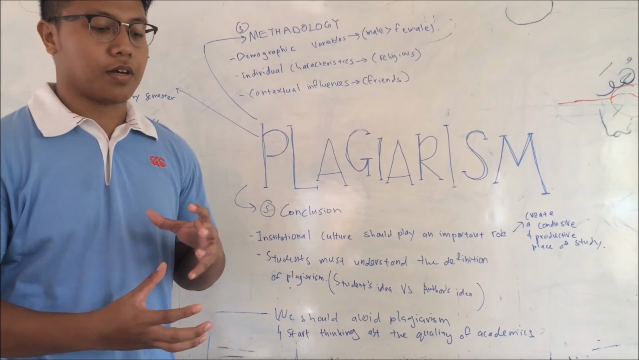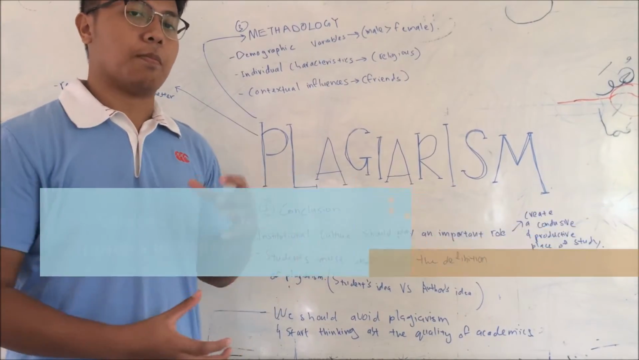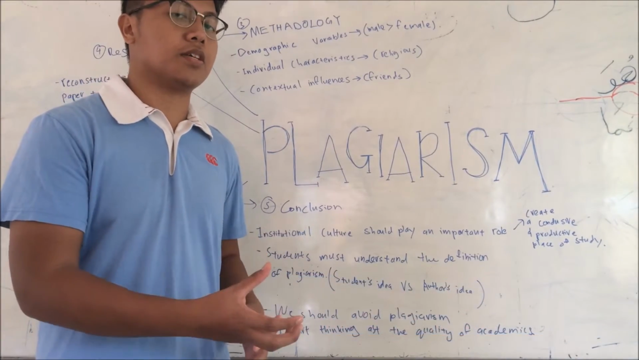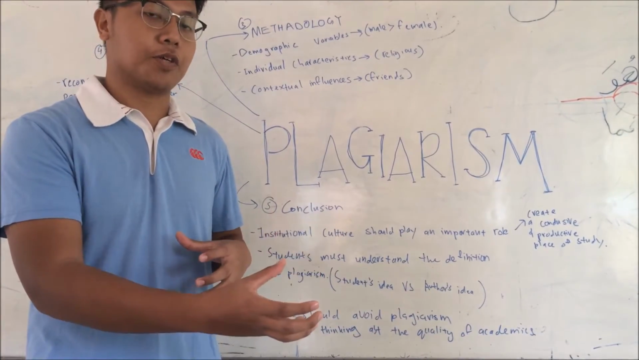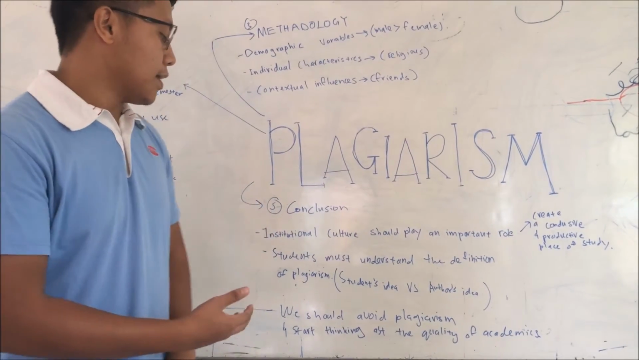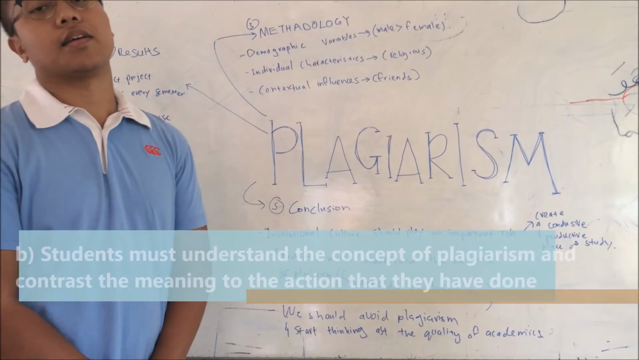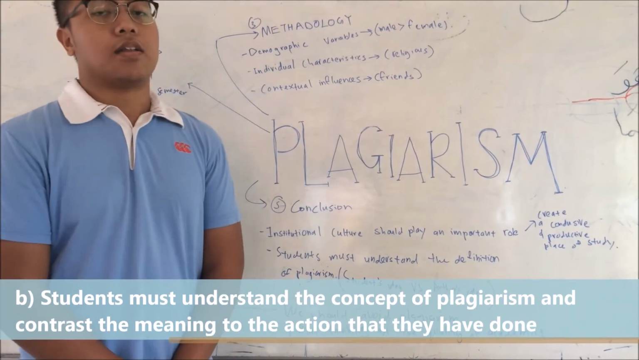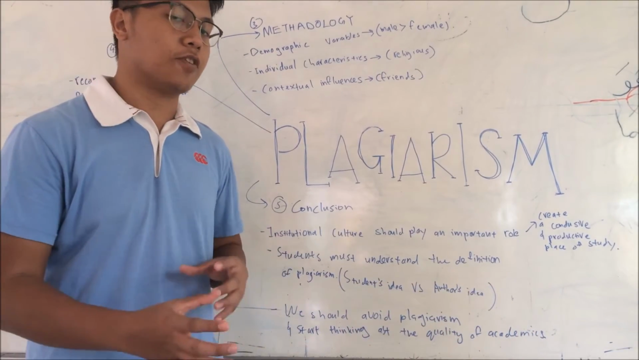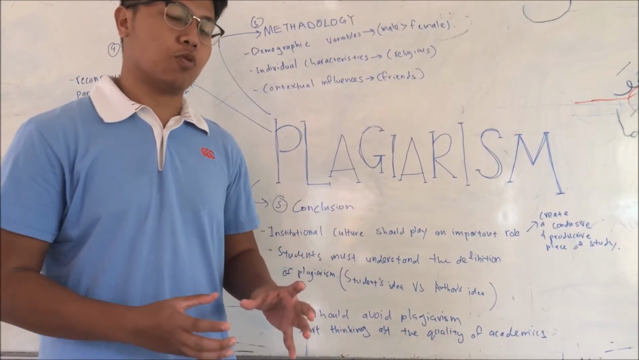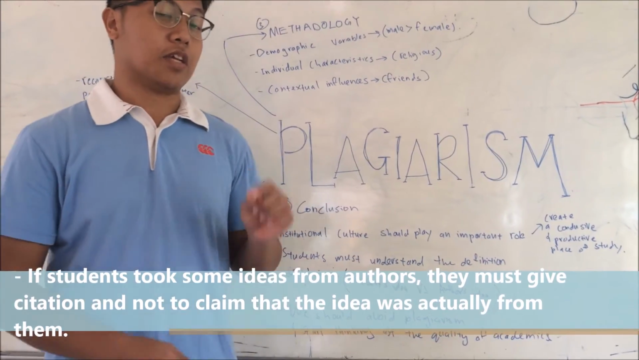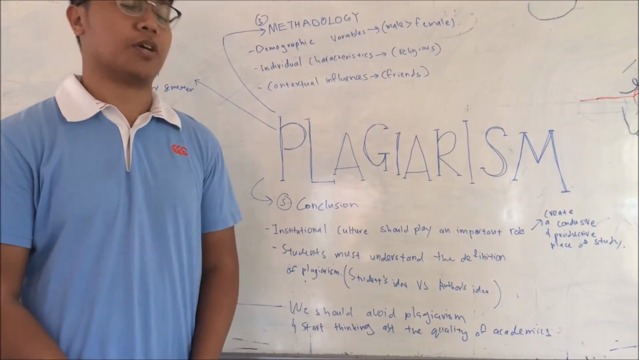Try to think of an environment in which students decide to plagiarize, and what will happen to the juniors as well, and what they understand from the seniors, and that kind of culture will then be brought out to the next generation. The second part is that students must understand the definition of plagiarism and try to differentiate between their work and the author's work. There's a huge difference, because if they took ideas from the authors, they should have citations in their work, and if they do not have that, it is considered plagiarism.